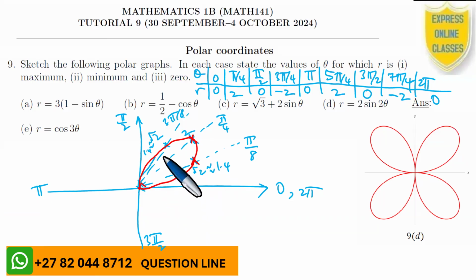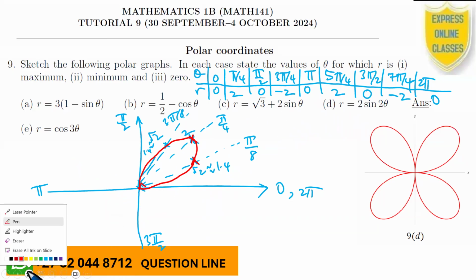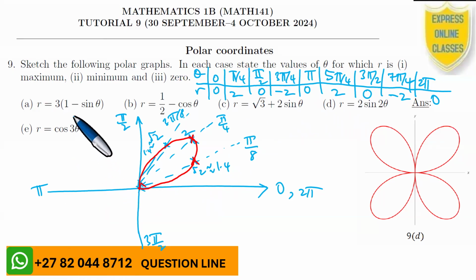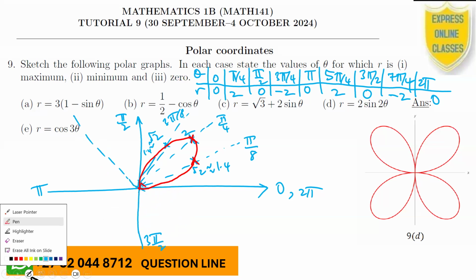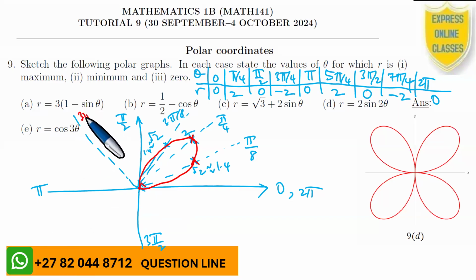So now we're going to go up to pi over 2, then we have 3 pi over 4. The 3 pi over 4, then you're going to have what? Let's check.